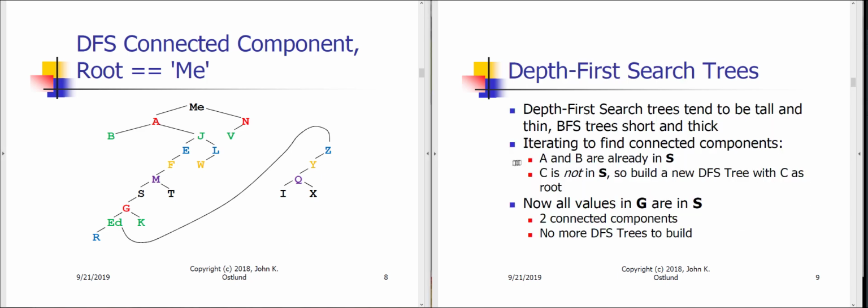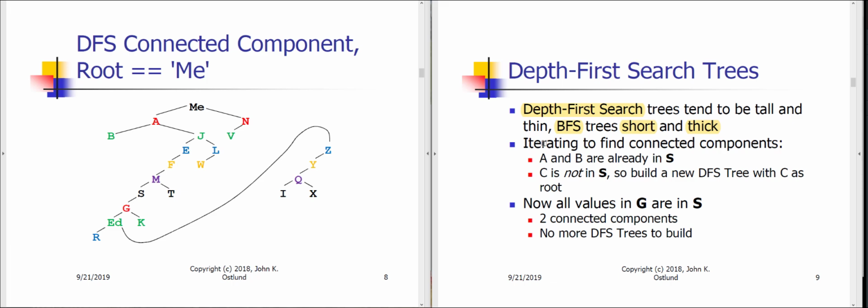So what we can observe here is that depth-first search trees tend to be fairly tall and skinny with a small number of long branches. Breadth-first search, on the other hand, because we have to go out one step at a time in exhaustive fashion, breadth-first search trees tend to be fairly short and thick. Our depth-first search starting from me has found one connected component.